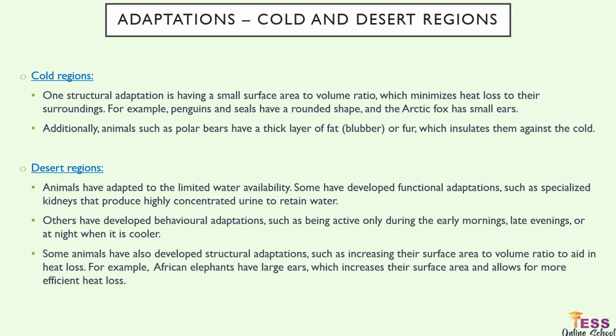Within desert regions, i.e. hot regions, animals have adapted to the limited water availability. Some have developed functional adaptations, such as specialized kidneys that produce highly concentrated urine to retain water. This means they reabsorb a lot of water and can keep recycling their water molecules. Others have developed behavioral adaptations, such as being active only during the early mornings, late evenings, or at night when it is cooler. Some animals have also developed structural adaptations, such as increasing their surface area to volume ratio to aid in heat loss. For example, African elephants have large ears, which increase their surface area and allow for more efficient heat loss.